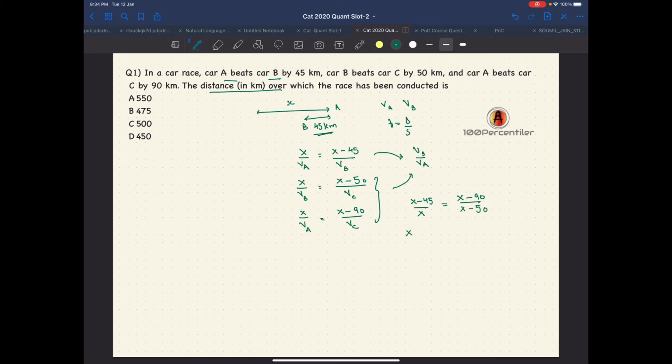Now we cross multiply. X square minus 50x minus 45x is minus 95x plus 50 into 45 is 2250, which equals x square minus 90x. So therefore 5x is 2250 and therefore x is 450. So therefore 450 is the required distance of the race here.